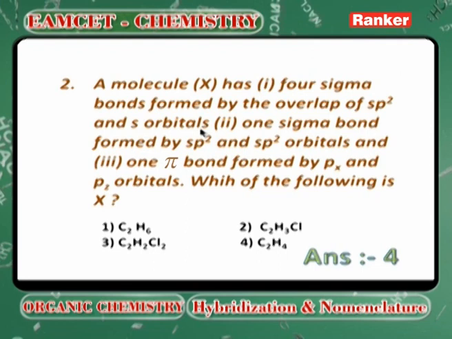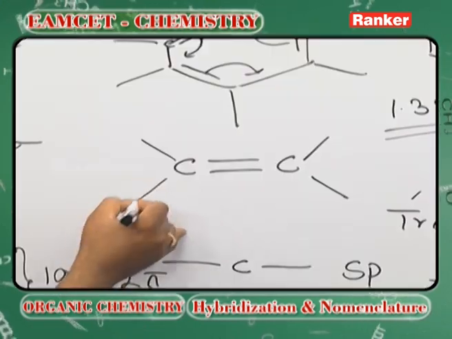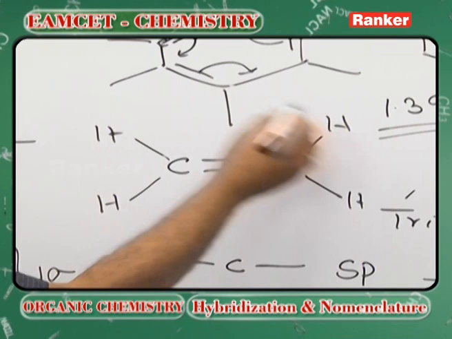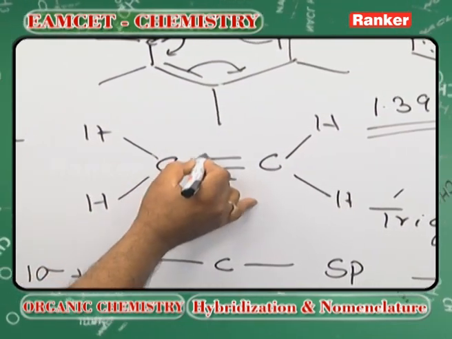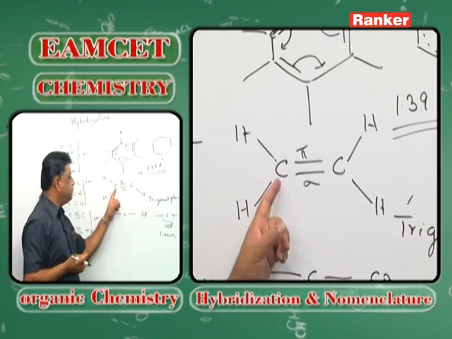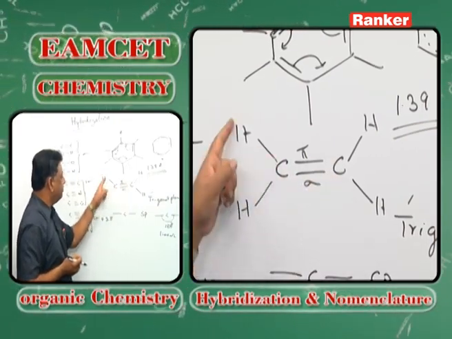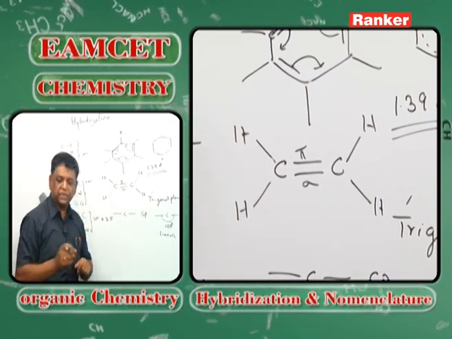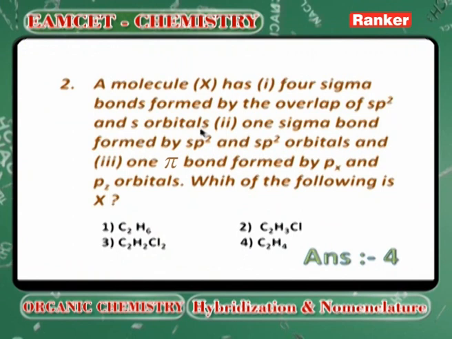It is an ethylene molecule, wherein you find there are 5 sigma bonds, 4 sides with 4 hydrogens, and this is the sigma bond, this is the pi bond. So 1 pi bond, and this sigma bond is sp2 overlapping. The other 4 sigma bonds are sp2 with the s orbital overlapping. So the description goes to the ethylene molecule. The fourth option is ethylene, right? So therefore, the answer goes to the ethylene molecule. Next.